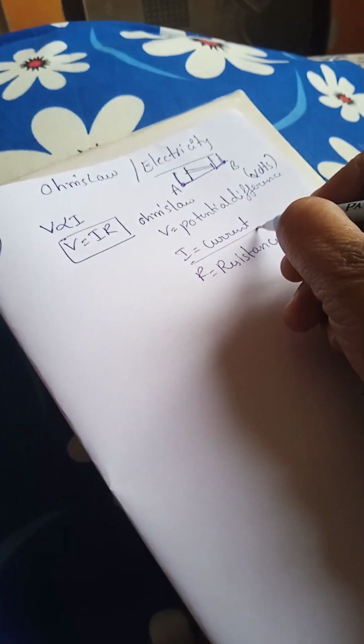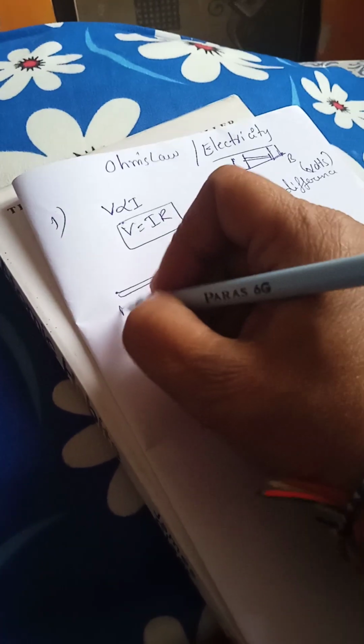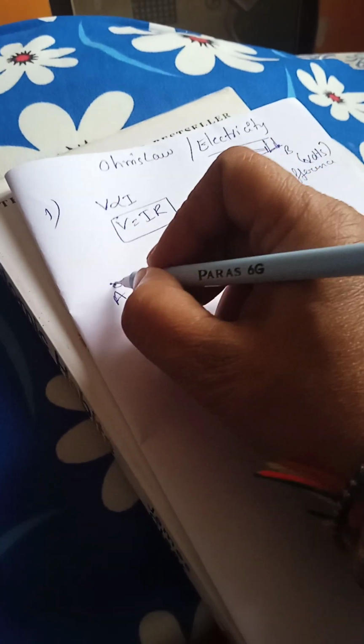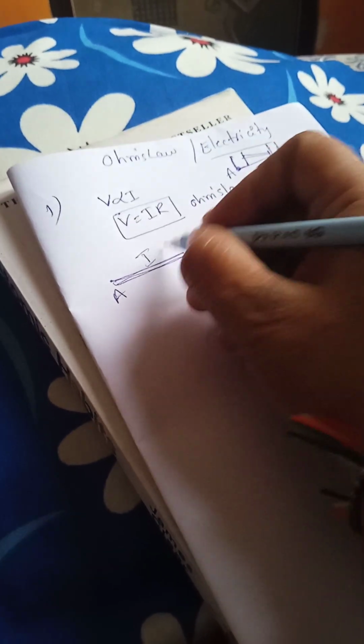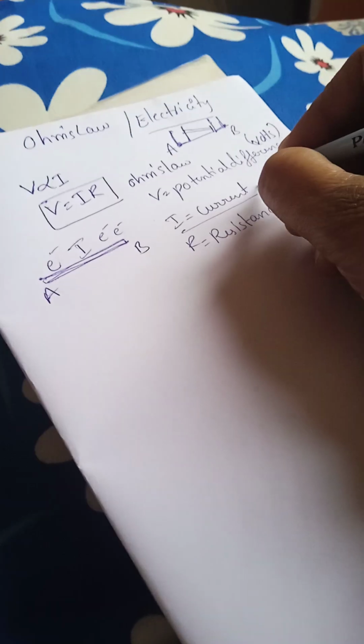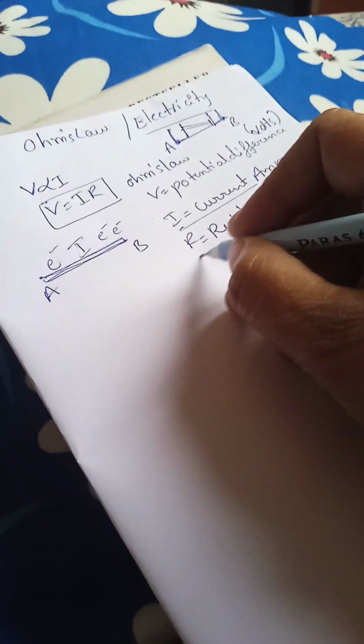Current is defined as the flow of electrons. Suppose you take a conducting wire from A to B, the electrons are flowing through the conductor. This free flow of electrons through a conducting wire is called the current. Current is denoted by the symbol I, and its unit is the ampere.